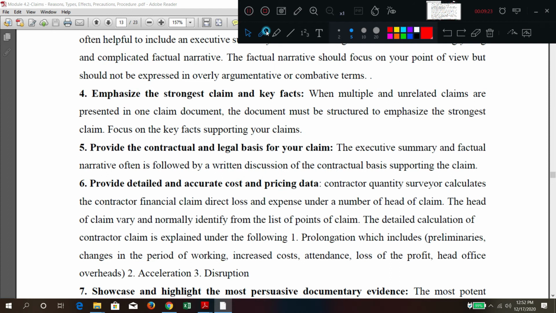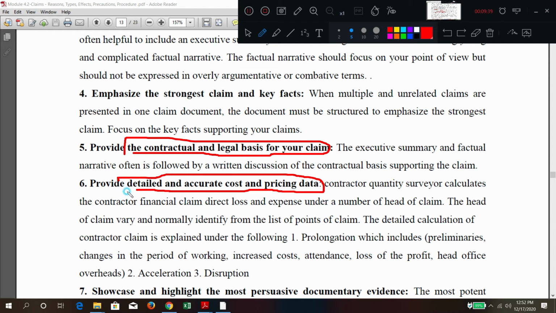What should be the next approach? Provide contractual and legal basis. In the contract document, where it is mentioned how the claims can be taken, that you have to give as a supporting document. Provide detailed and accurate cost and pricing data. For that additional work or for that claim, how much money? How are you breaking that up? What is the material cost, labor cost? How have you come to this rate? So you have to provide detailed and accurate cost or pricing data.